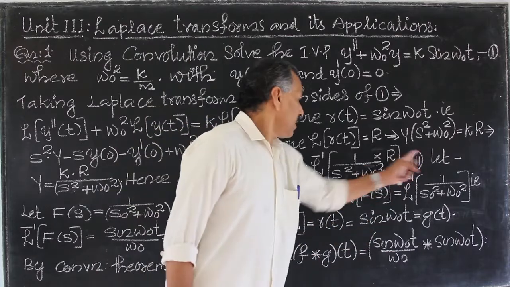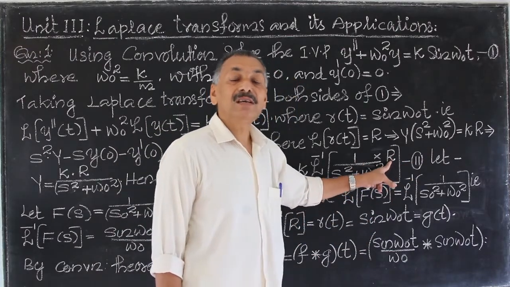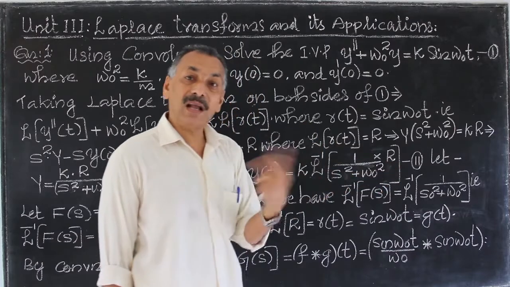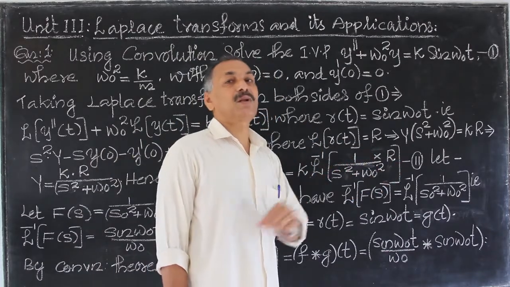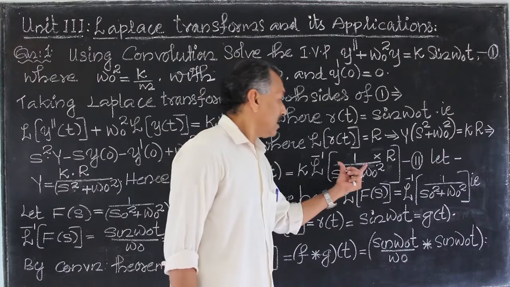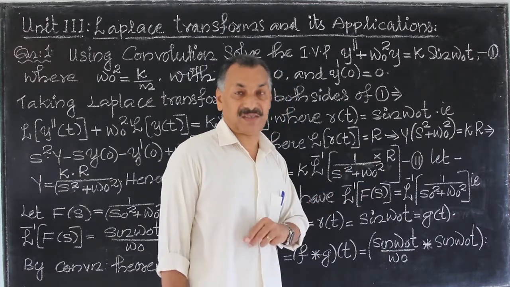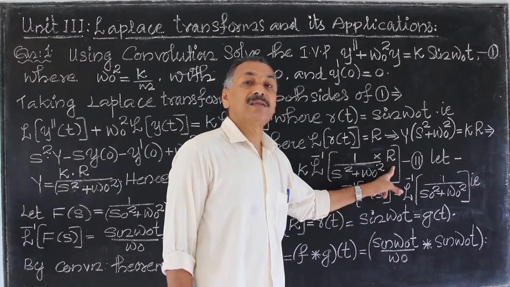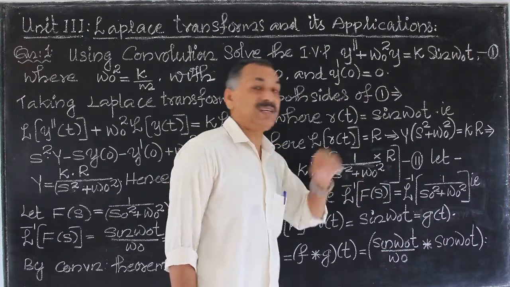This is F(s) and this is G(s). G(s) means capital R, the Laplace transform of small r. Let 1 divided by s² + ω₀² be equal to F(s), and capital R be equal to G(s). Then this becomes the L inverse of F(s) times G(s).